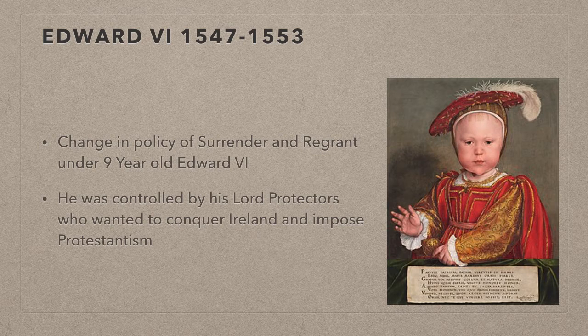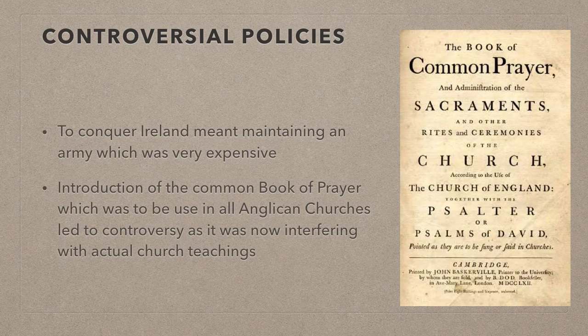Irish couldn't be trusted. So, when Henry died in 1547 and was succeeded by his 9-year-old son, Edward VI, there was a change in policy. Edward was controlled by his Lord Protectors, who held the real power. These were advisors, and they were determined on 2 things: the conquest of Ireland and the imposition of the Protestant religion. The Lord Protector's policy of conquest led to them trying to maintain a large army in Ireland, which again proved to be a very expensive policy.